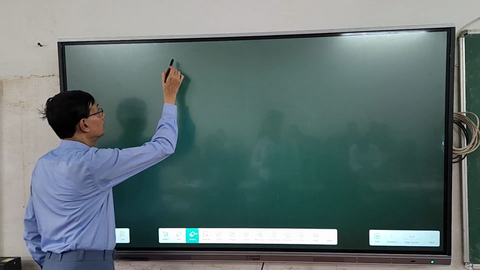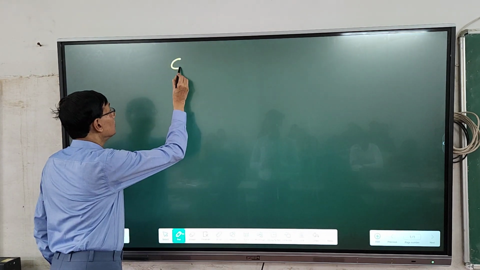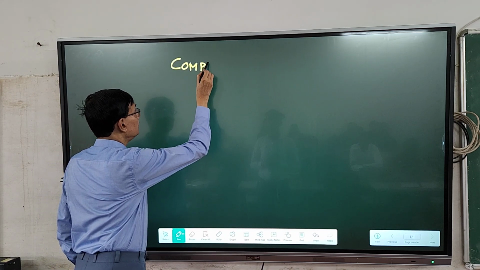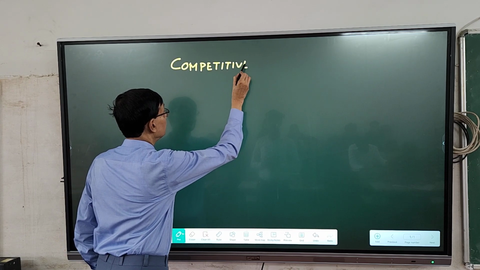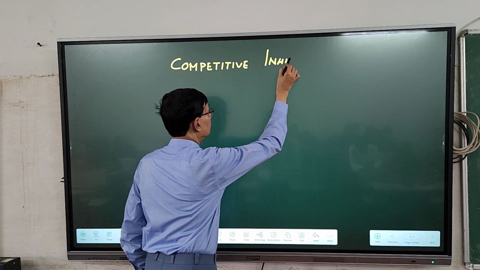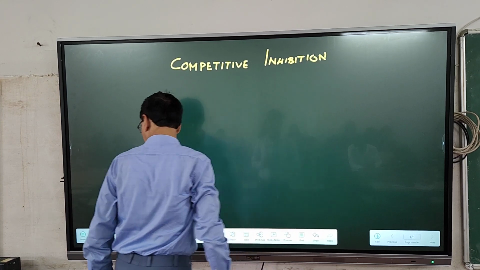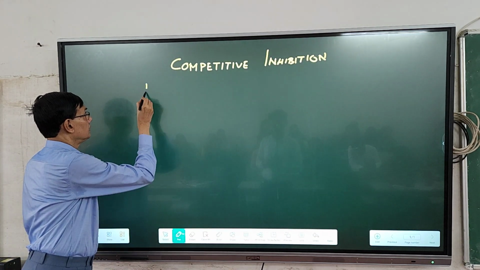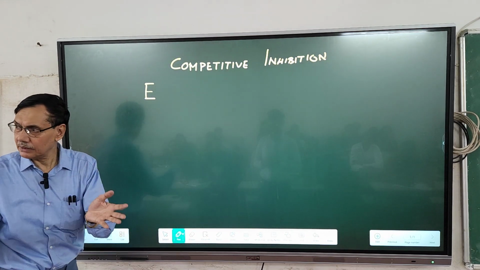So first I am doing the competitive inhibition. Very simple. I have taken E. First step is exactly the same.